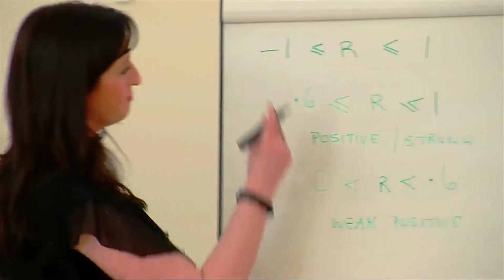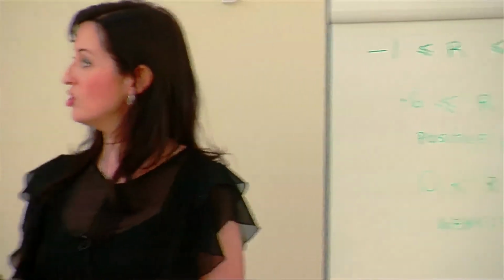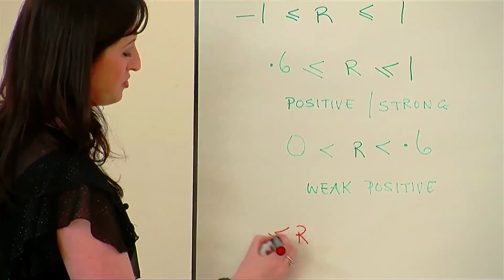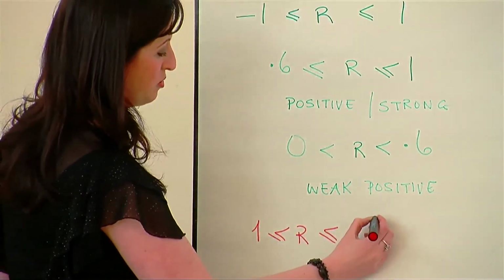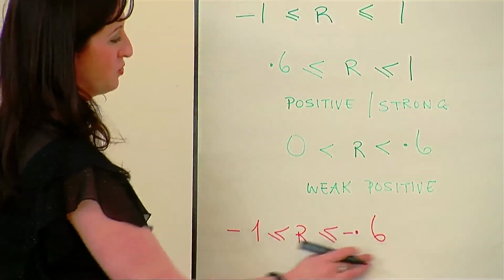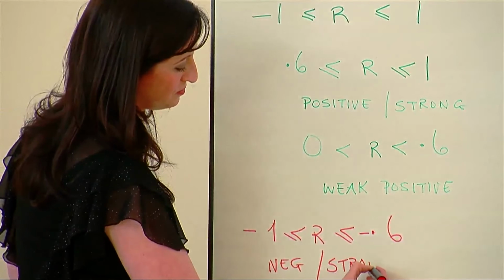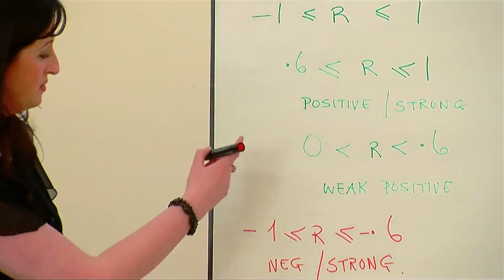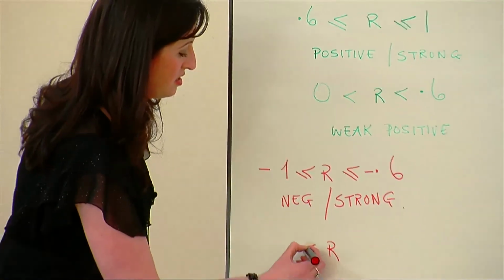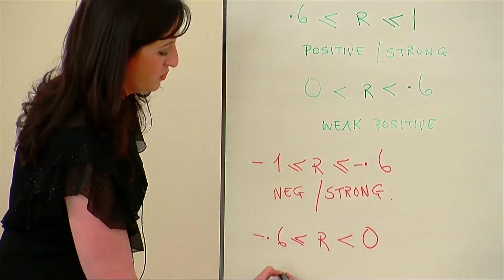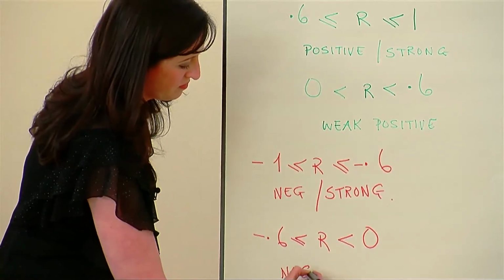And then the negative ones, if it's a negative correlation, so that would mean that the arm span, as it's increasing, it looks like the height is decreasing. If it was a negative correlation, the same thing is true then. So if r is greater than or equal to -1 and less than or equal to -0.6, that's going to be a negative correlation and it's strong. Okay. And the same then is true if it's greater than -0.6 and less than 0, we say it's a weak negative. Okay.